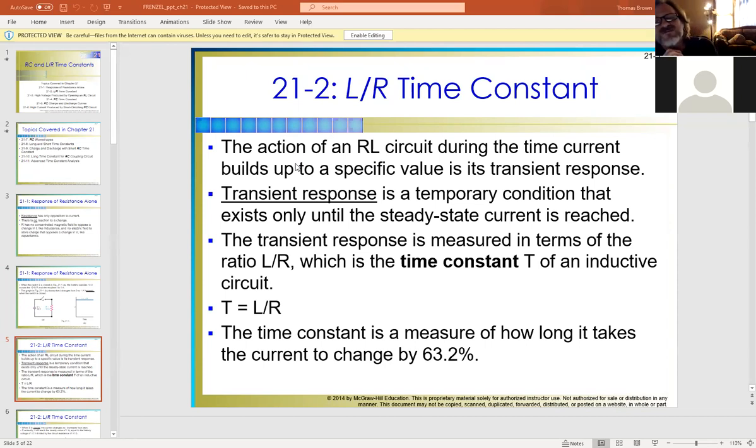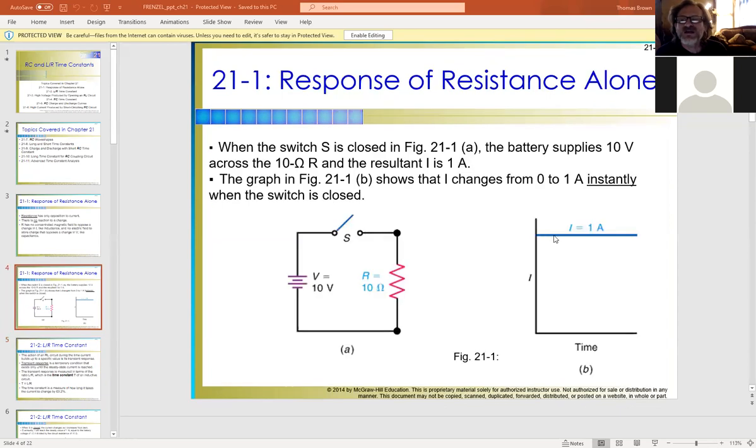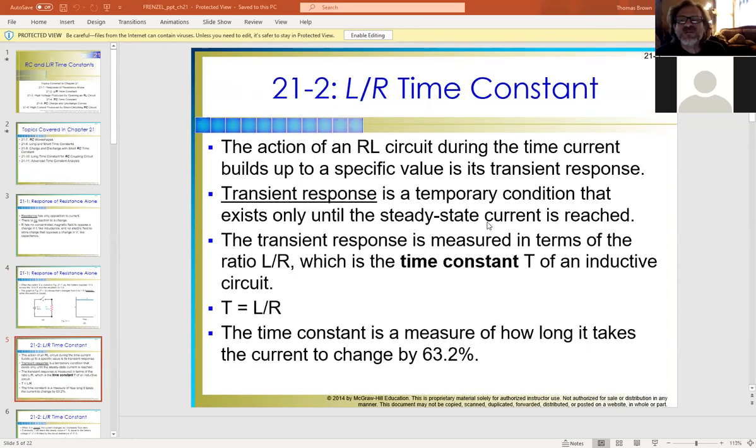But a new term for us here is going to be the transient response. So what does that mean? As he states here, it's a temporary condition that exists only until the steady state current is reached. Steady state, right? Which was this. That's a steady state. As I say, it is only a temporary condition, so it is going to be subject to change, and it will change, basically because we have a signal going through, and it will cause things to happen.